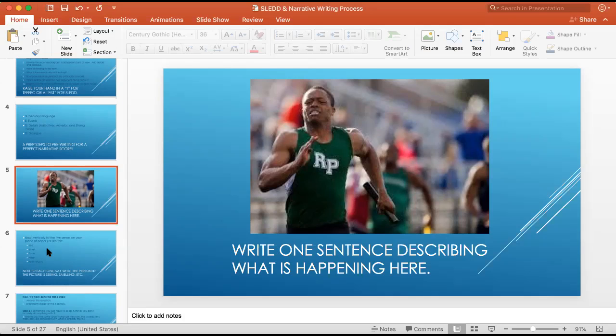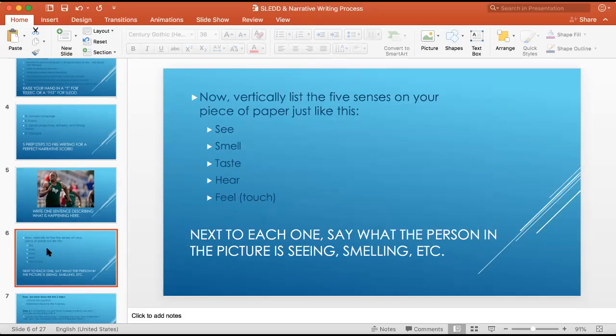Now, the next thing you're going to do is on that same sheet of paper, I want you to vertically list the 5 senses: see, smell, taste, touch, and hear. Write those down, skip a line between each one, and then write down what the person in this picture is seeing, smelling, tasting, hearing, and feeling. If there's one you're not sure about, no problem, just skip it and you can go back to it later or borrow an idea from a friend when we share.